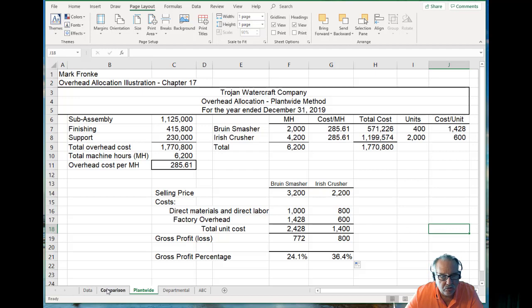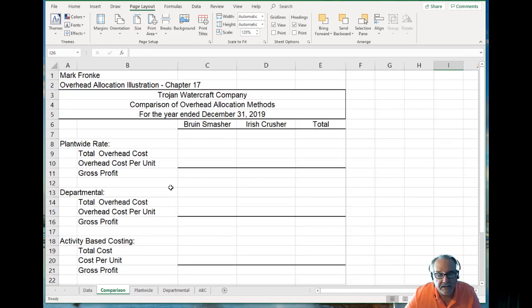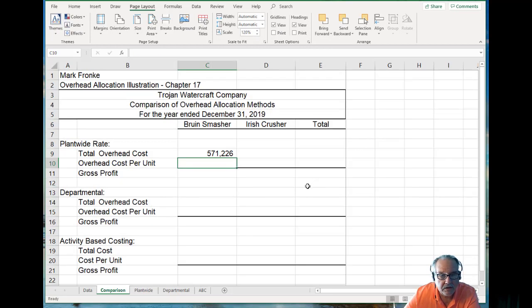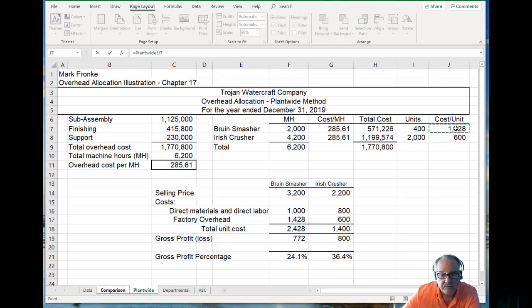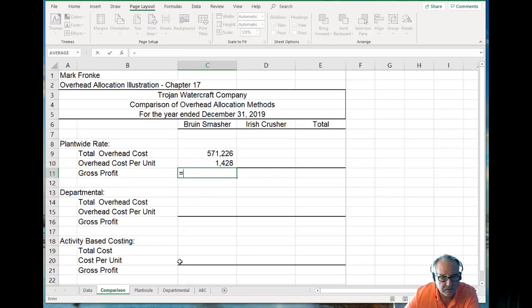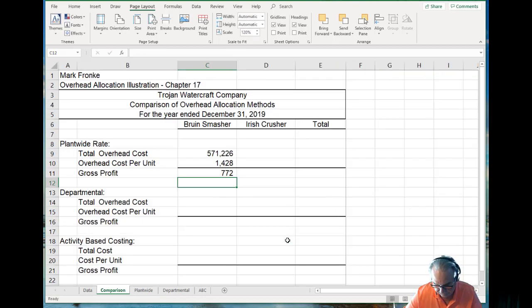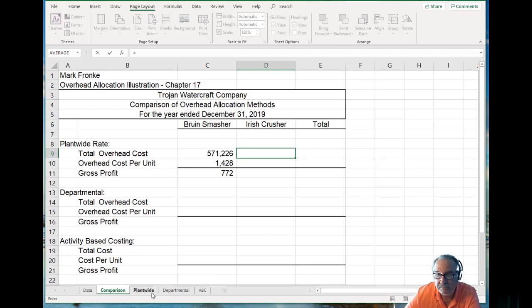So I can go to my comparison, and I can link in the overhead cost, the overhead cost per unit, and the gross profit for both the Irish Crusher and the Bruin Smasher.